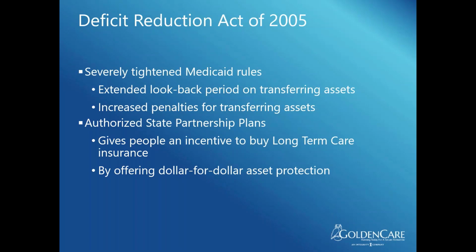And so, fortunately, those things are. This is what the Deficit Reduction Act did: it eliminated some of those loopholes. It also increased those penalties for trying to transfer assets, but it also authorized state partnership plans. So now the states were getting involved, saying, "Look, if you buy long-term care, we're going to match whatever you buy in benefits. So we'll pay you that. We'll allow you to keep that much in your assets and not be spent down to Medicaid levels."